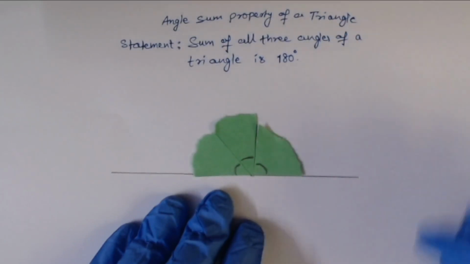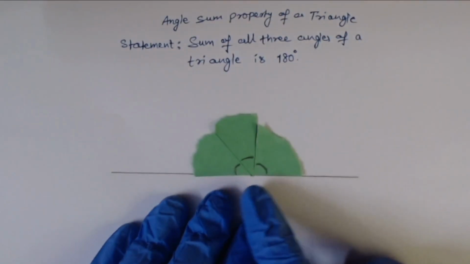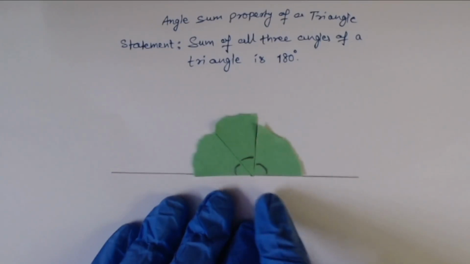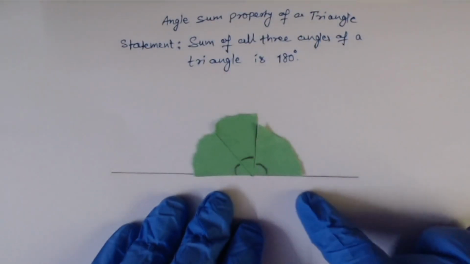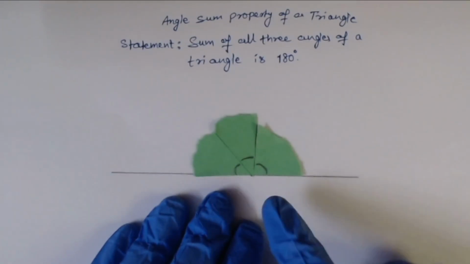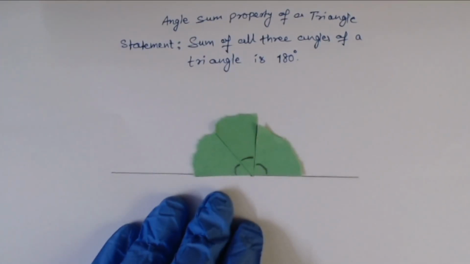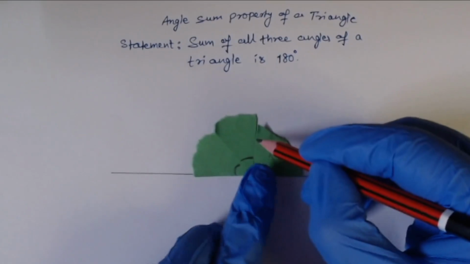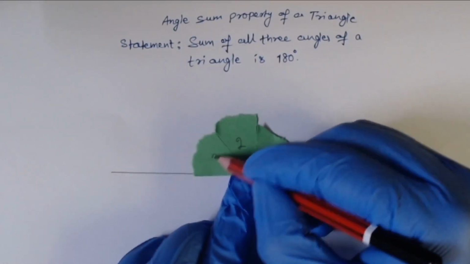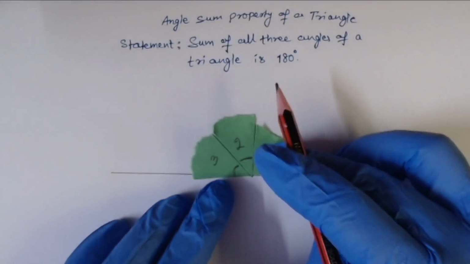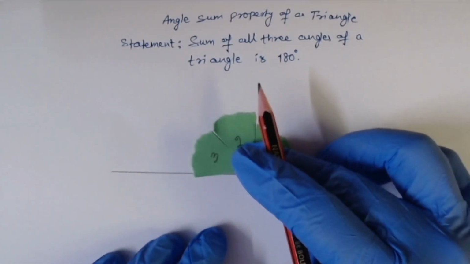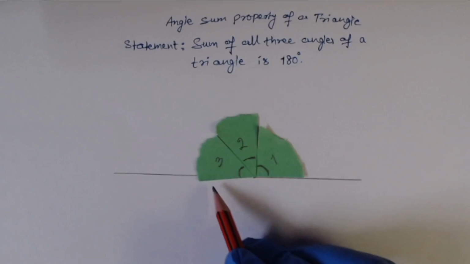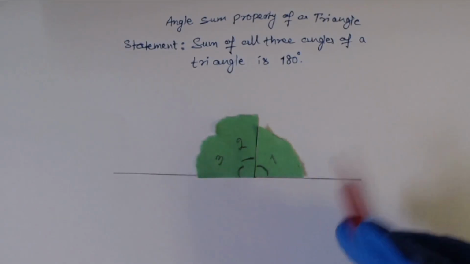Wow, successfully done. So what we can see, these were the three angles of a triangle which were torn off, and they are fitted on a straight line at a point. So it's proved that the three angles, we can number them: angle 1, angle 2, and angle 3. So these three angles completely cover a straight angle. That means the sum of the three angles of a triangle is 180 degrees.